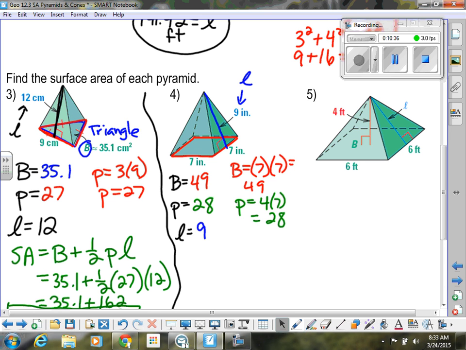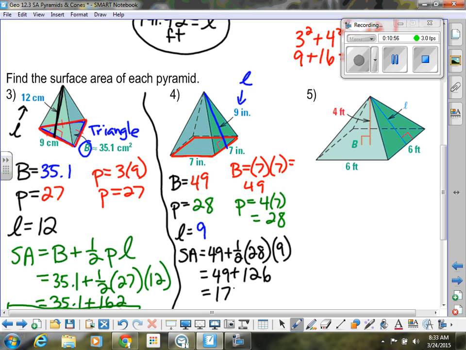So we're just going to plug this in to our formula. Surface area equals capital B, 49, plus 1/2 times the perimeter times the slant height. So I get 49 plus 126, and then that gives me 175. And my units would be inches squared. So my surface area of the square pyramid is 175 square inches.